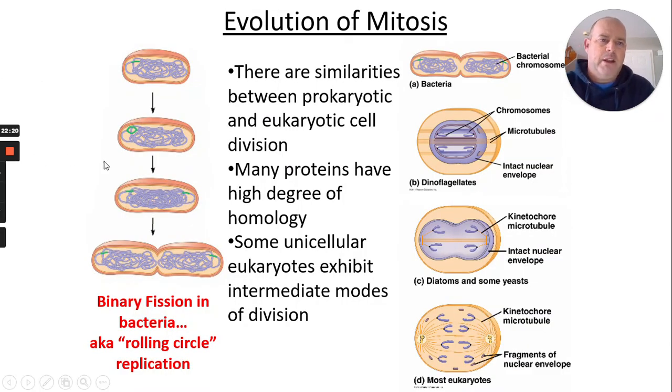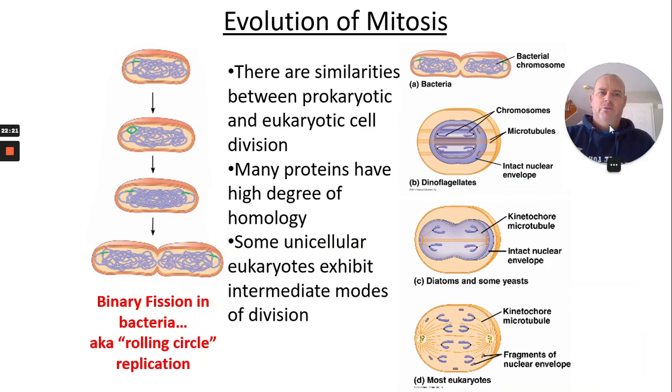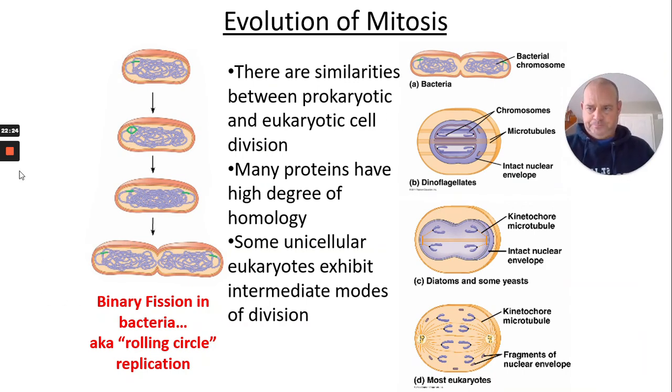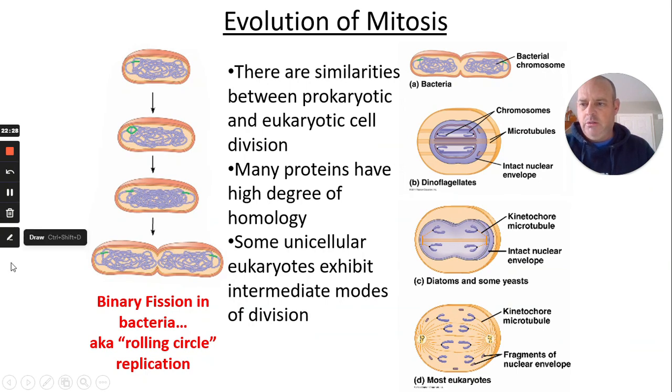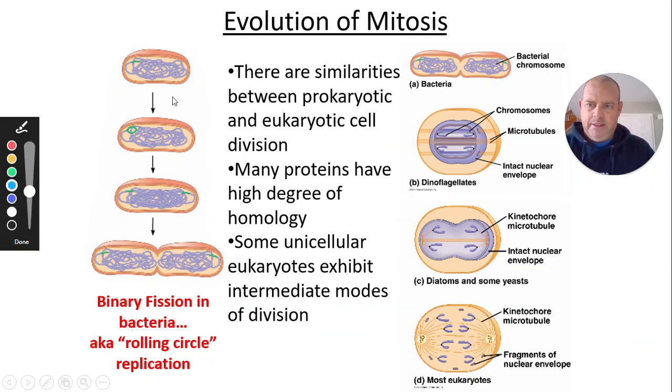And lastly, I just wanted to touch on the evolution of mitosis. Bacteria, we've talked about a little bit with binary fission, and how the one loop copies into two, and then the cell divides. This is binary fission in bacteria, also called rolling circle replication, by the way. There's another name for it. It's actually pretty similar to how a lot of eukaryotic cell division goes.